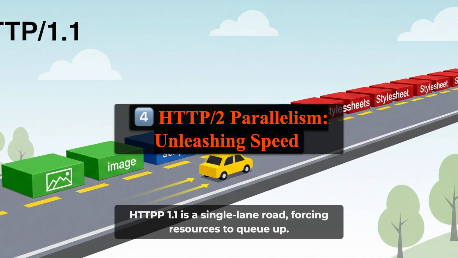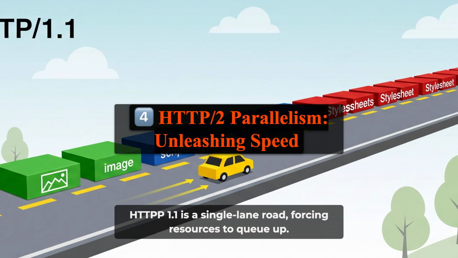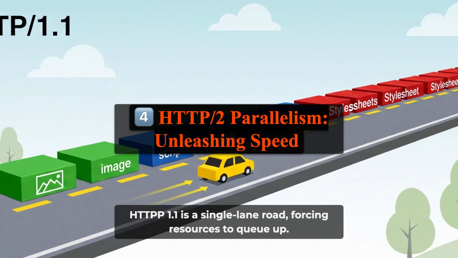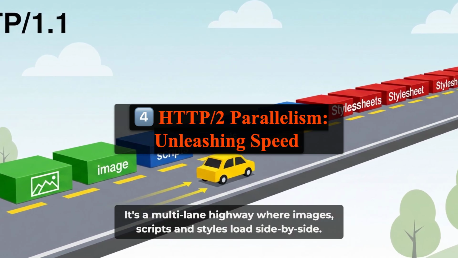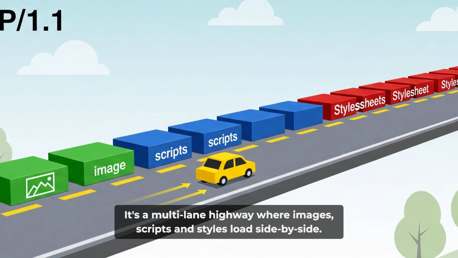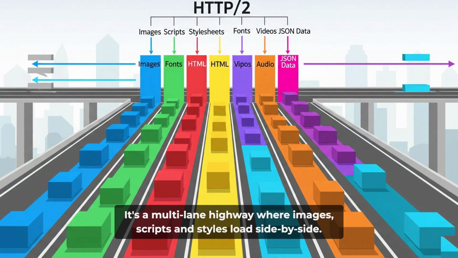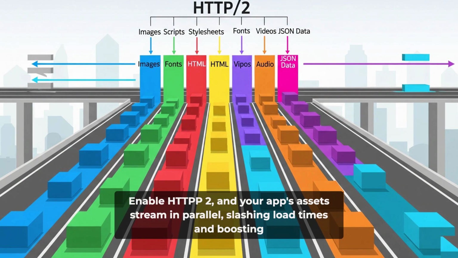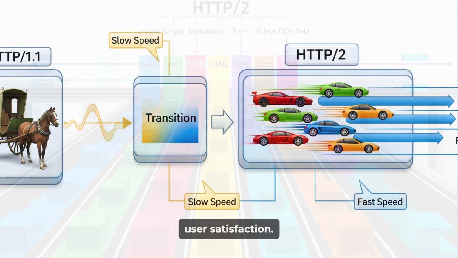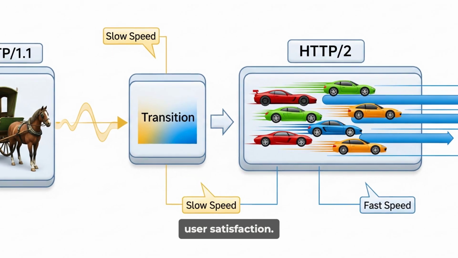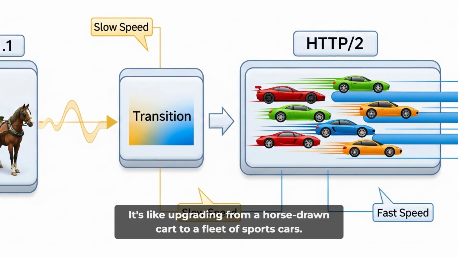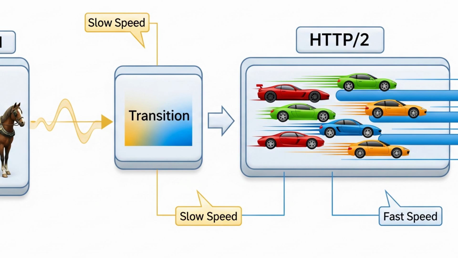HTTP 1.1 is a single-lane road, forcing resources to queue up. HTTP 2 is a multi-lane highway where images, scripts, and styles load side by side. Enable HTTP 2, and your app's assets stream in parallel, slashing load times and boosting user satisfaction. It's like upgrading from a horse-drawn cart to a fleet of sports cars.